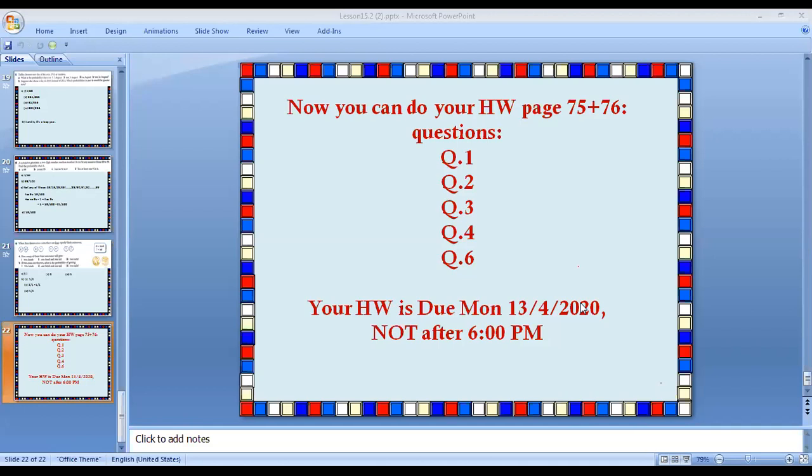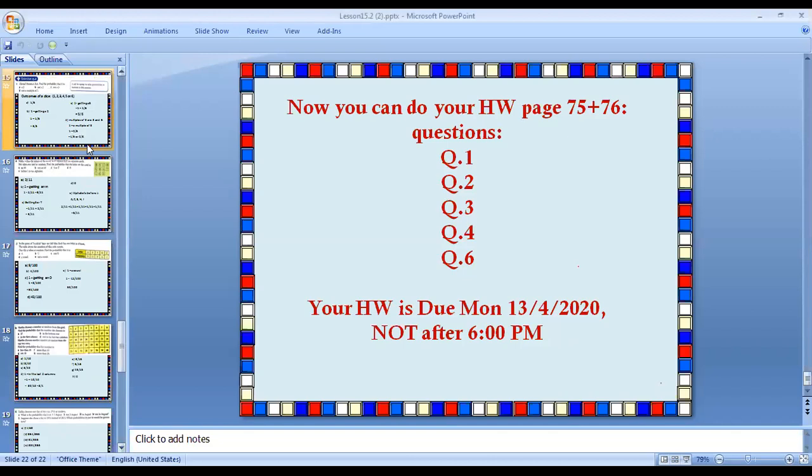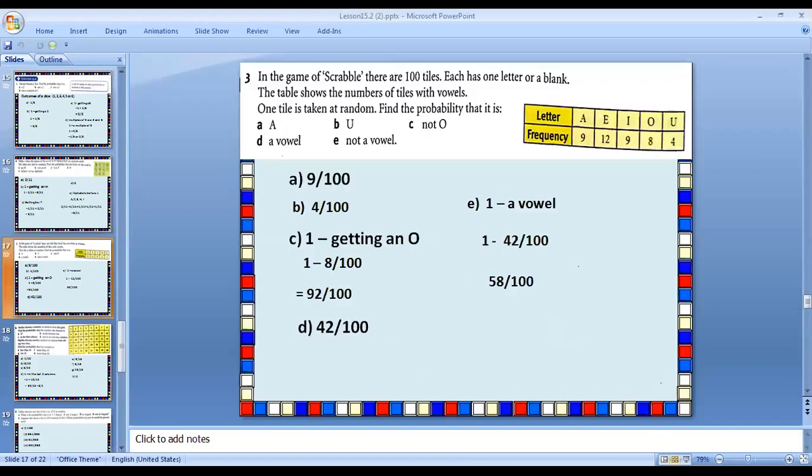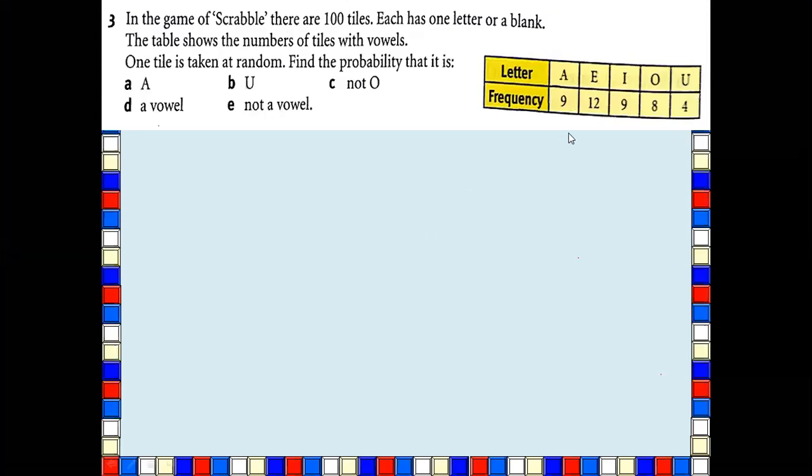Okay. So let's continue the lesson. We're going to do question 3 fast. I know we did it last time, but we're just going to remember it because we did it quickly last time. In a game of Scrabble, there are 100 tiles. So the total number of tiles is 100. That's your reference all the time. Each has one letter or a blank. The table shows the number of tiles with vowels only. This is what we have here, the letters that are vowels.